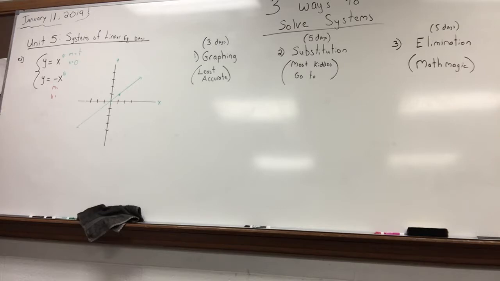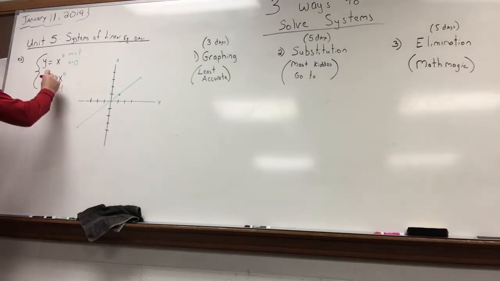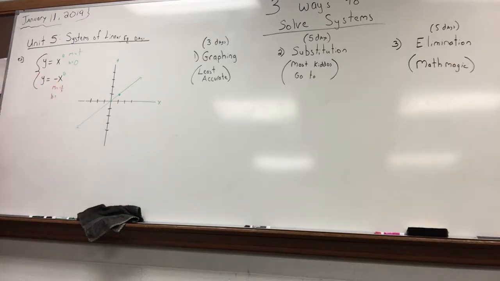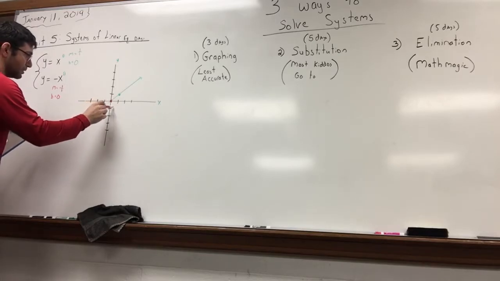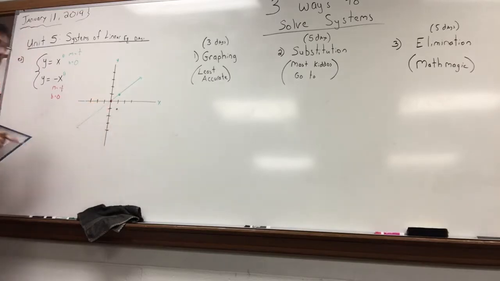What's my slope? David? Negative 1 over 1, because it's a negative x. What's my y-intercept? Alyssa, what's my b for that second equation? 0. Good. Okay, so here we go. I'm going to start at 0, and I'm going to go down 1 over 1. Everybody with me? Did everybody see how I got those 2 points?